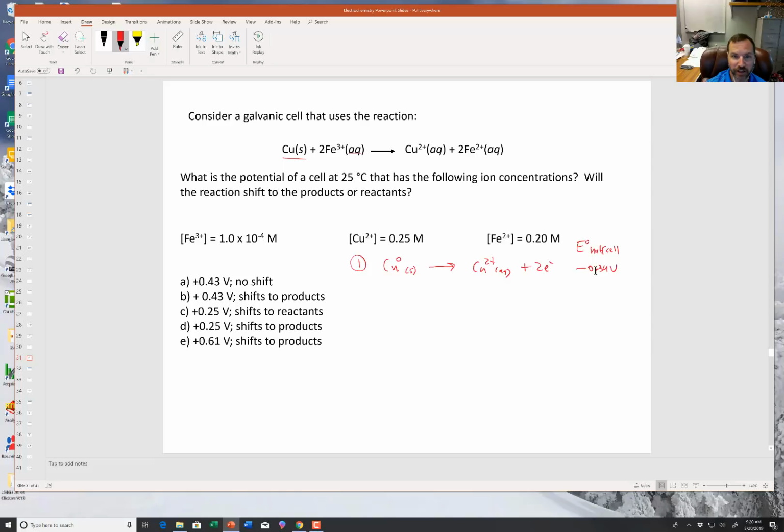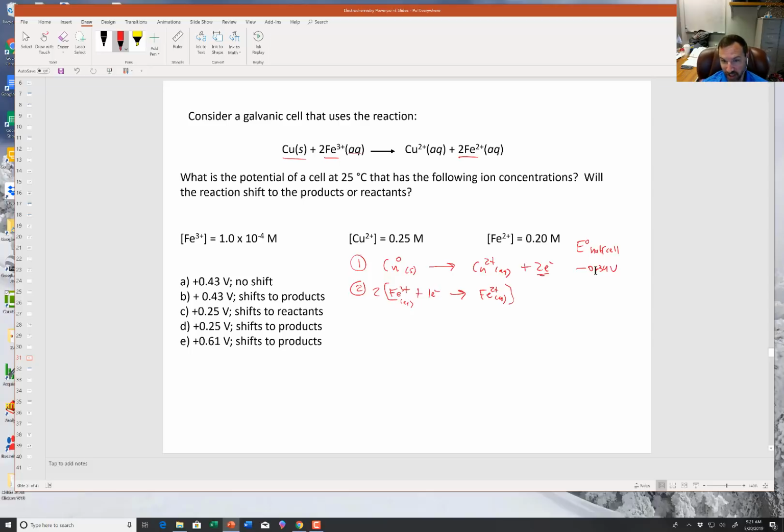And then we can see that iron is reduced. So we have iron 3 being reduced to iron 2. Remember, this is aqueous. That's also aqueous. And of course, because we have 2 moles of electrons being given off by copper, we need to multiply that entire reaction by 2 to make the electrons balance.